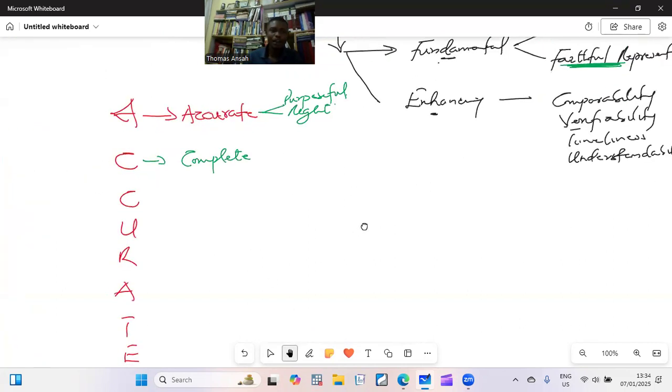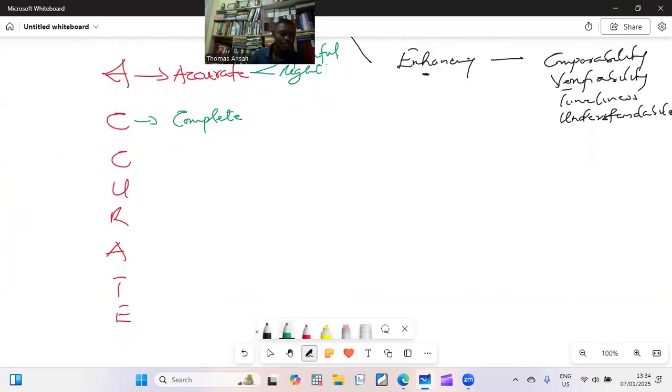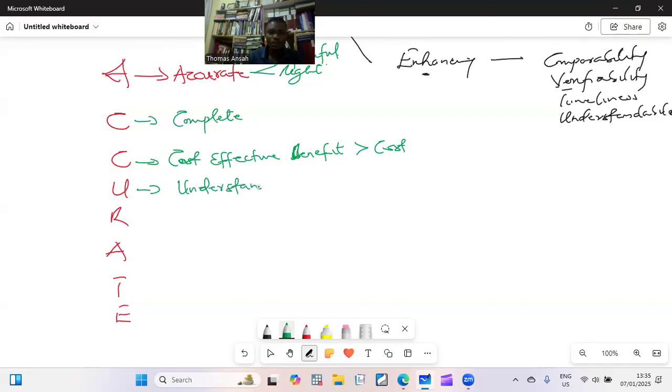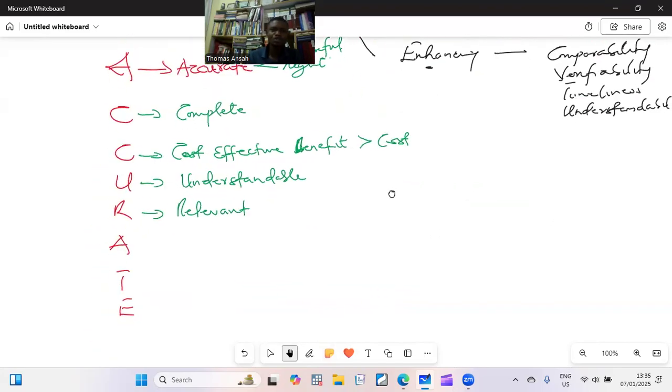So when we talk about management accounting, the information should be complete. And this C is for cost effectiveness. What we are saying is that the benefit that the information will bring should be greater than the cost. U is like the financial reporting one, understandability. It is supposed to be understandable, meaning that you should limit the jargon in the information. You should go straight to the point. R, you can use R for relevance, like the FR one. So it has similarities. It should speak to what we need.